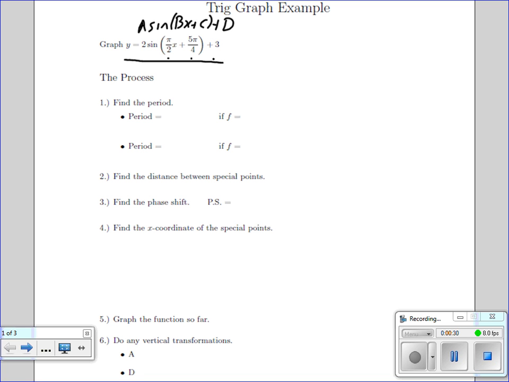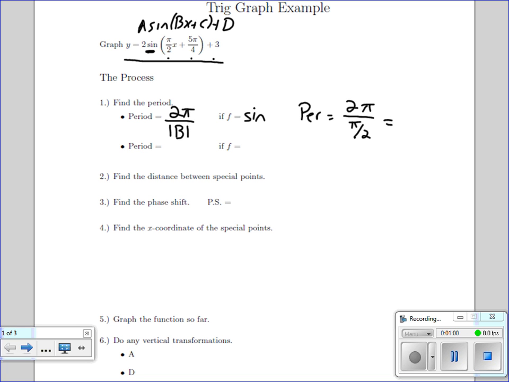So we'll go through the exact same steps we talked about in the process. The first step is always to find the period. Now, since our trig function is sine, we use the formula 2 pi over the absolute value of b. So for us, that period will be 2 pi divided by b, which is already positive, so the absolute value doesn't change anything, and the period is 2 pi divided by pi over 2.